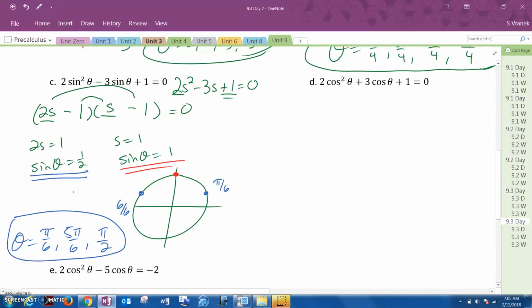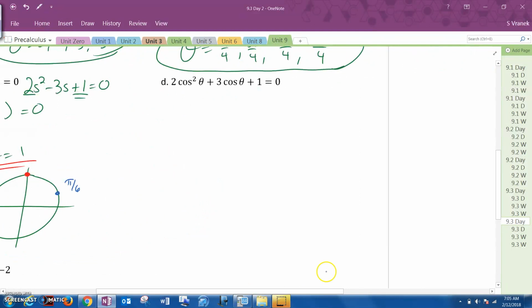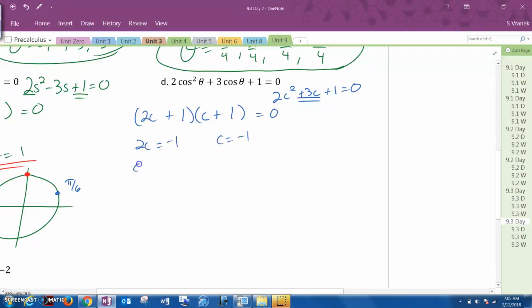Okay, next one. So I hope you guys see that really we're just combining two things, factoring and then what we did yesterday. So this is actually a very similar factorization as the last one. These have to multiply to 2c squared, which would be 2c and c. The back numbers have to multiply to 1. This time though the middle piece is a positive, so these are both going to be positive. Okay, so when you solve, you get cosine of theta is equal to negative 1/2, and cosine of theta equals negative 1.